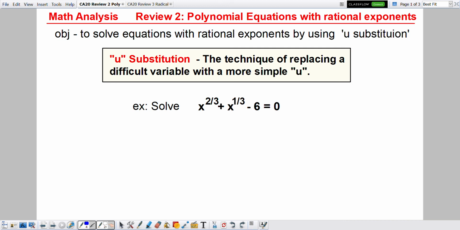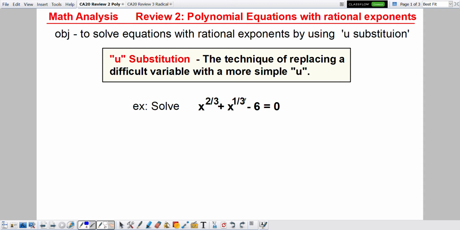All right, welcome to review number 2. We are going to talk today about polynomial equations that have rational exponents. If you don't know what a rational exponent is, it's when you see a fraction. So right here, x to the 2/3 power, x to the 1/3 power, those are rational exponents. And so today we're going to talk about how do you solve equations that have rational exponents.